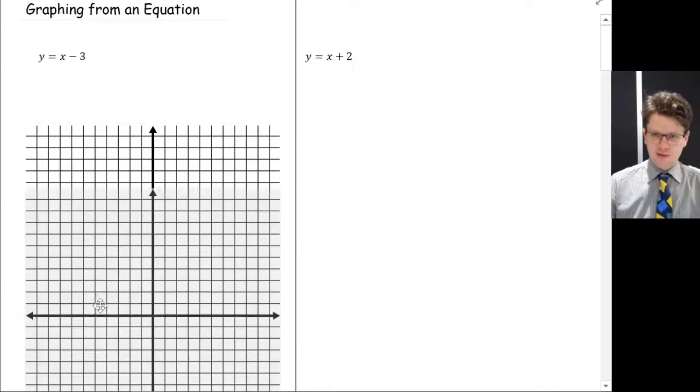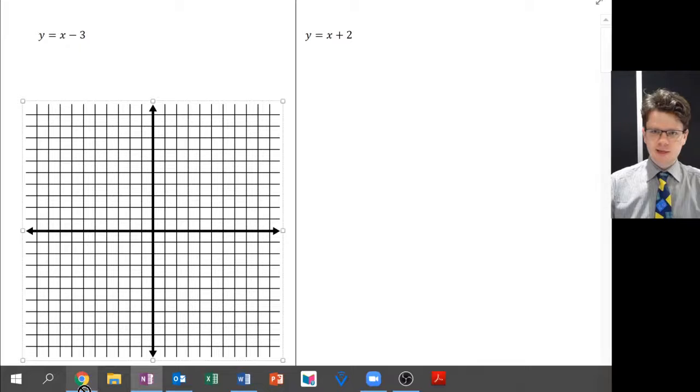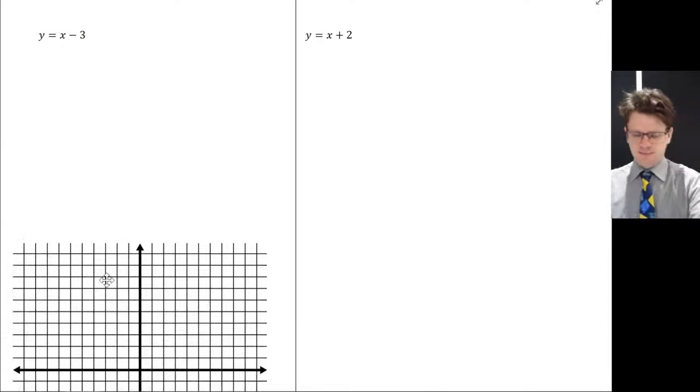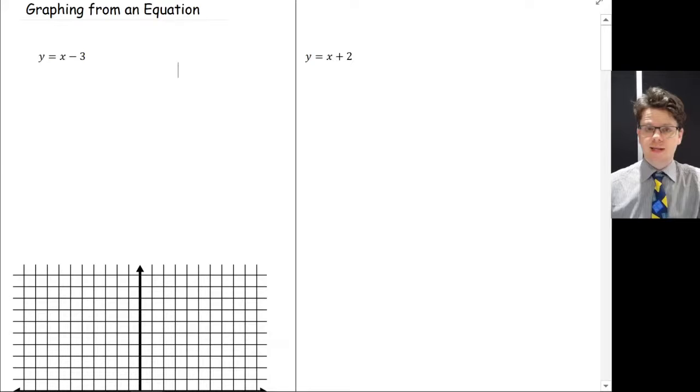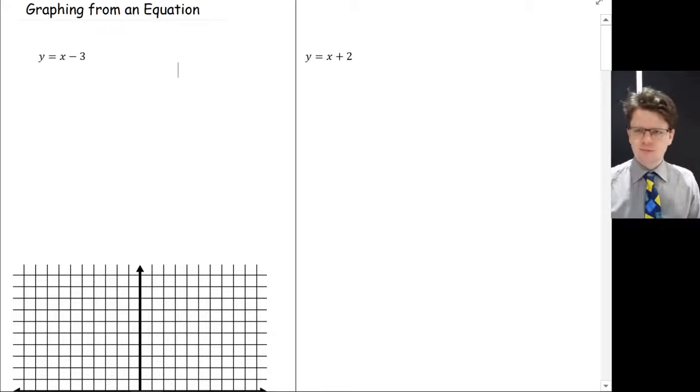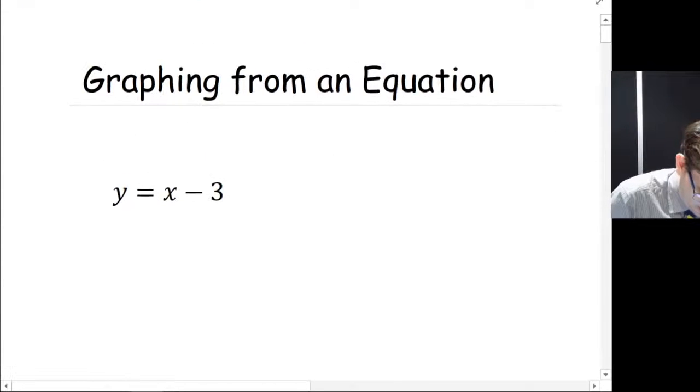I'm actually going to move this a bit down because we're going to need some space to actually get the work done. So, give myself some space and let's actually get started. So the first thing I need to do is actually come up with a table of values. What does that mean? It means that I just need to work out what a few values are. And we've done this before, so let's have a go through it.